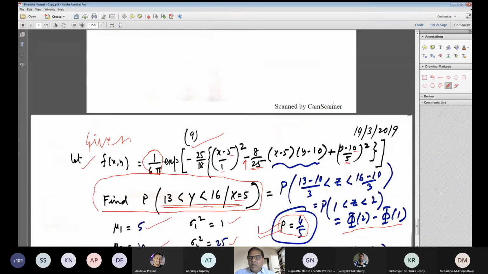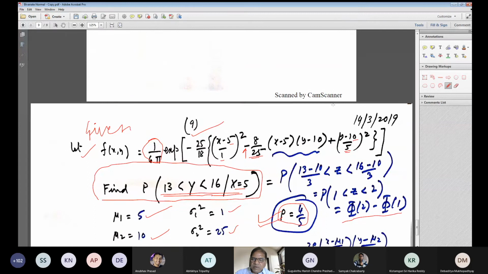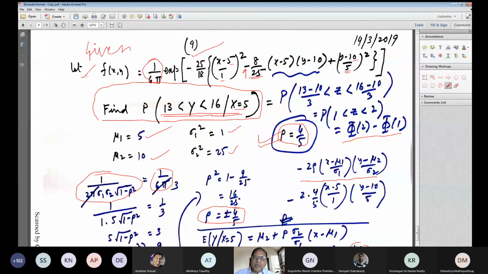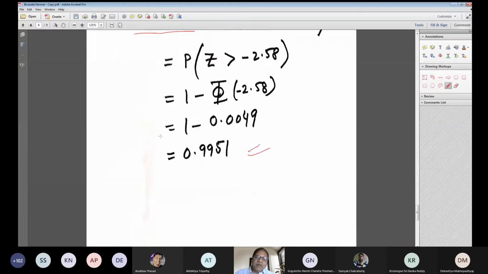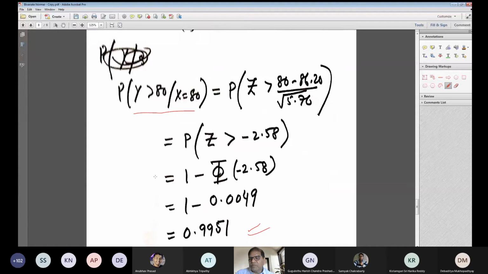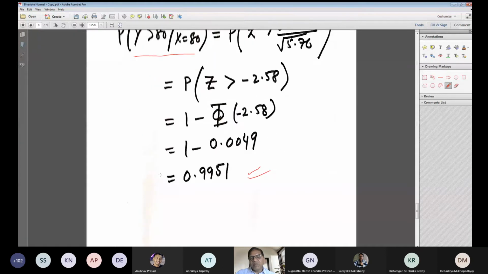This is how the problem is solved when the joint density function is given, and when the parameters are given, then the required probability you have to calculate. Some problems are given in the assignment sheet, and you need to work out some of them.